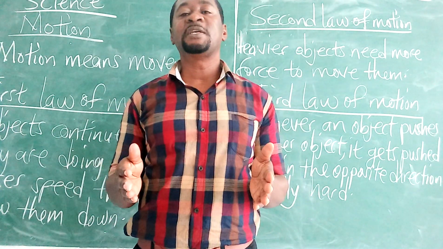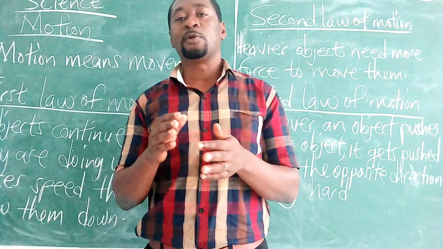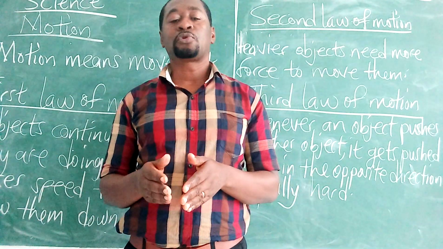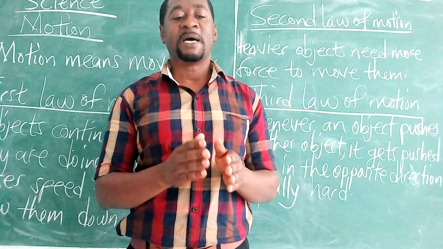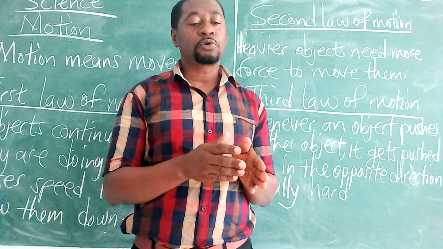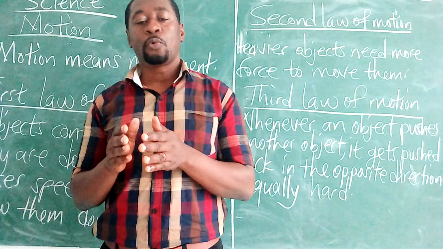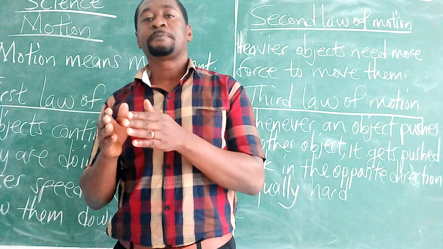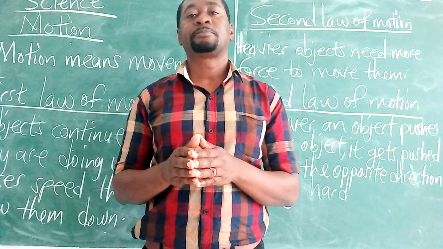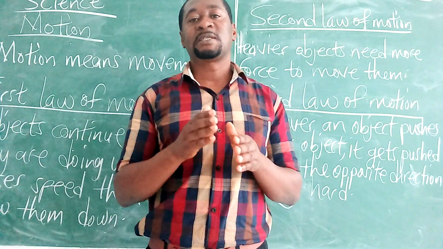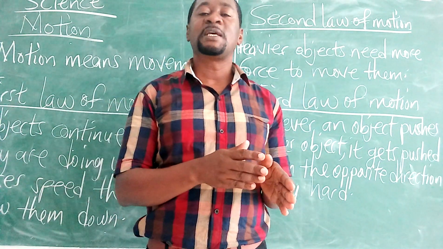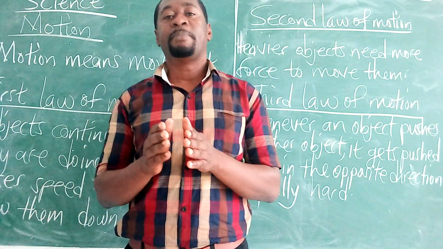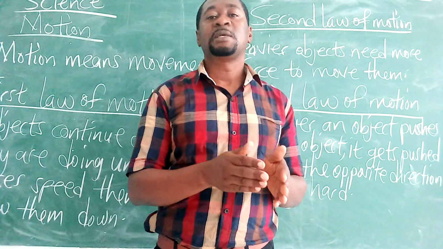So when they ask you the difference between mass and weight, you can say that mass is the amount of matter in an object, but weight is the amount of force that pulls objects towards the earth. You can also say that the unit of mass is kilogram, but the unit of weight is Newton. You can also say that the instrument for measuring mass is scale, but the instrument for measuring weight is force meter.